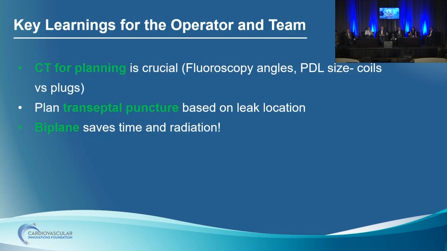So some key take-home points. CT, I think, is crucial. Data from Minneapolis shows that planning these with CT helps reduce fluoroscopy time and contrast. You also know exactly what you're up against. You can decide on your devices. It's very important to have a good transseptal puncture aimed at exactly where that leak is. And then, biplane, certainly if you have it in your lab, would also really save time and radiation for you. Okay. Thank you.